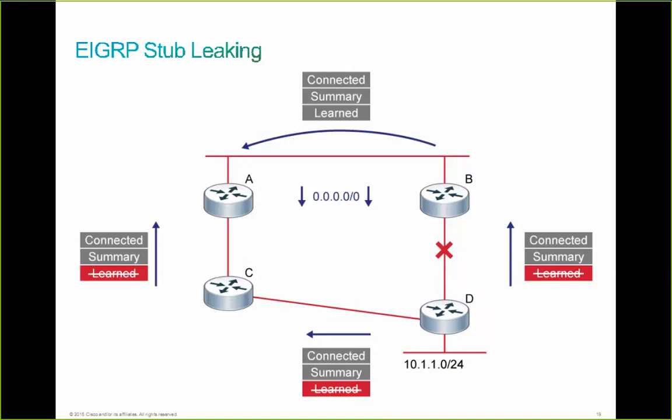So I'm sending a summary up to here. Maybe it's not just a 10.1 subnet, maybe it's a whole bunch, and I'm sending a summary, but that's done at the interface level, from the spoke to the hub. But because the 10.1.1.0 subnet's not connected to router C, even though router C is learning about it from D, it's not going to advertise it to A because of its stub configuration.